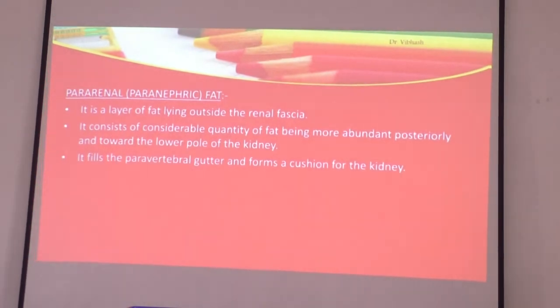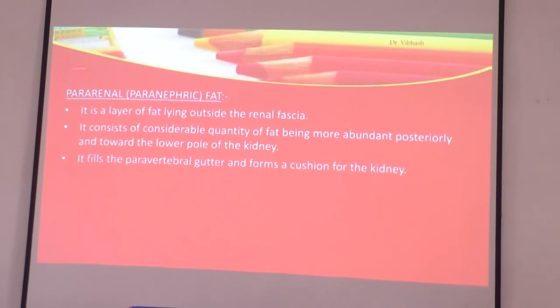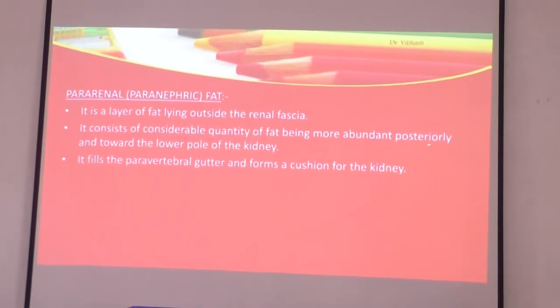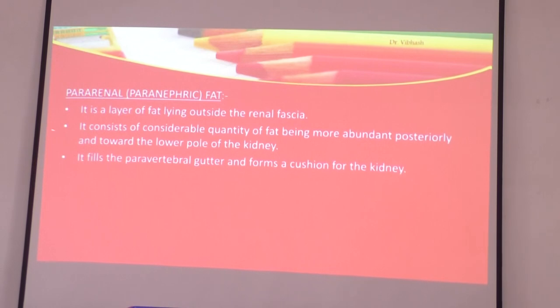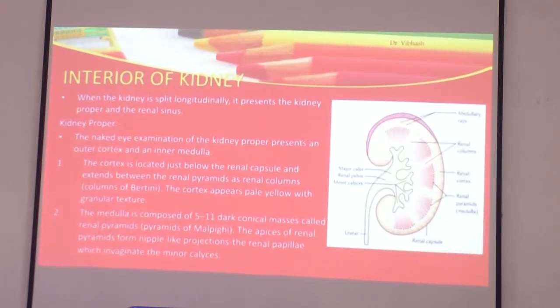Next is paranephric fat or pararenal fat. It is a layer of fat lying outside the renal fossa. It consists of a considerable quantity of fat, being more abundant posteriorly and towards the lower pole of the kidney. This is an important point, more abundant posteriorly and towards the lower pole. It fills the paravertebral gutter and forms a cushion for the kidney. Now we go to the interior of the kidney.